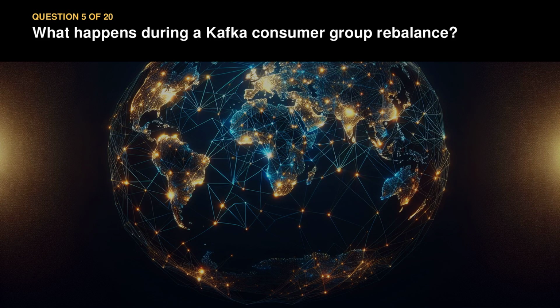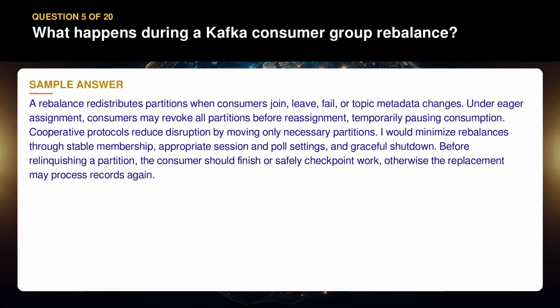Question 5. What happens during a Kafka consumer group rebalance? A rebalance redistributes partitions when consumers join, leave, fail, or topic metadata changes. Under eager assignment, consumers may revoke all partitions before reassignment, temporarily pausing consumption. Cooperative protocols reduce disruption by moving only necessary partitions. I would minimize rebalances through stable membership, appropriate session and poll settings, and graceful shutdown.